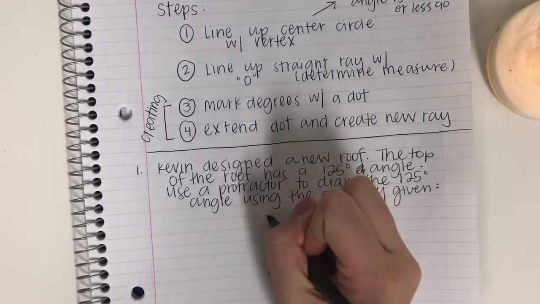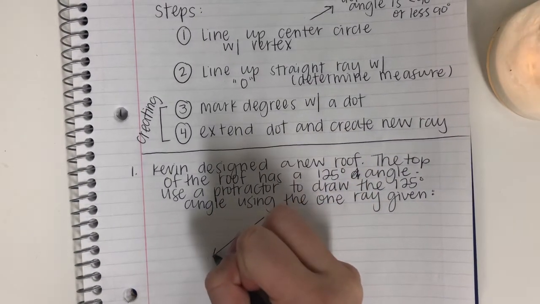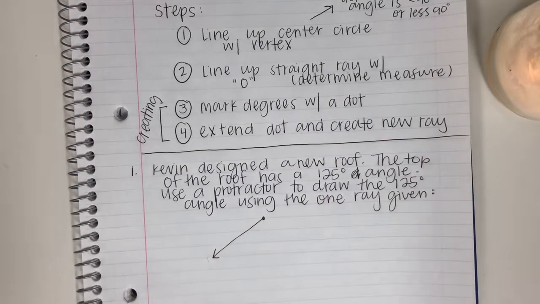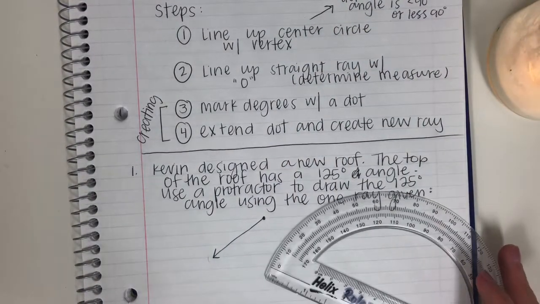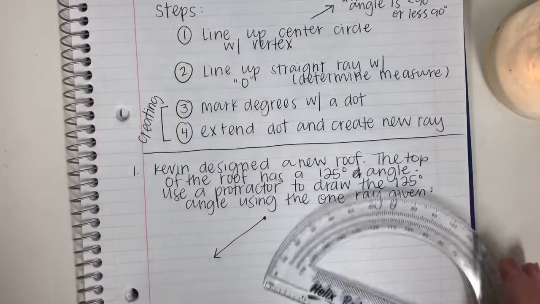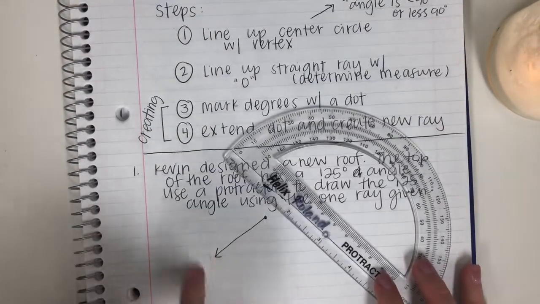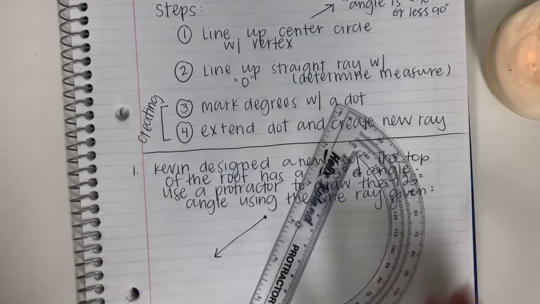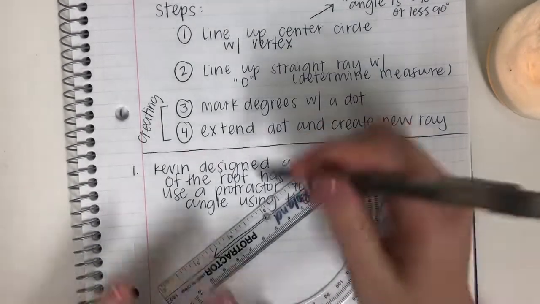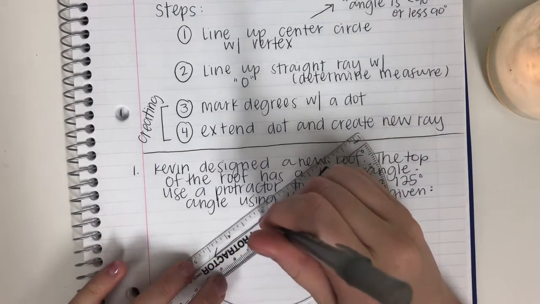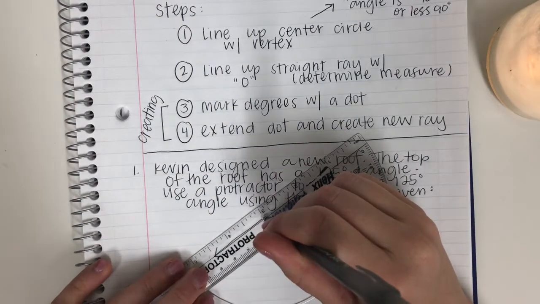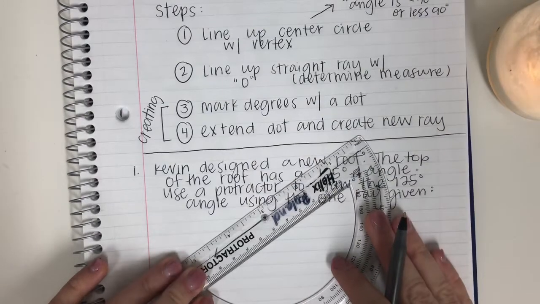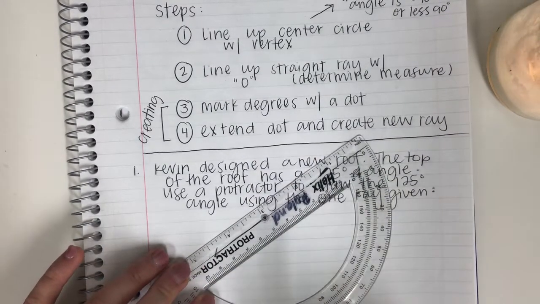So let's say that they give us a ray like this. And that's all they give us, and we have to make 125 degrees out of that. We're gonna go through our 4 steps using our protractor. So the first thing we have to do is line up the center circle with the vertex. So here we go. My ray is kind of upside down, so I have to kind of flip it. So here's my circle. I find my vertex, it's here. Then I have to line up straight ray with my 0. So my line is straight. As you can see, it lines up perfectly. It's on my 0 line.